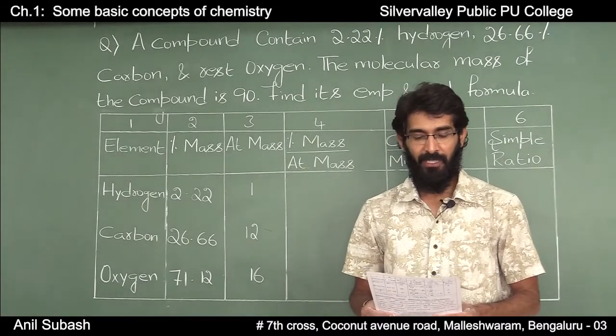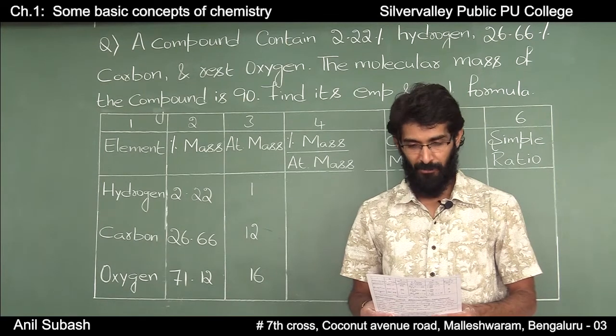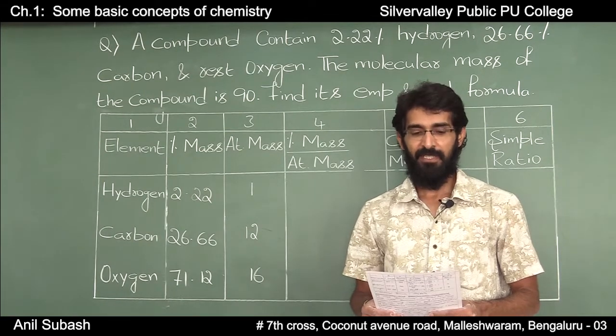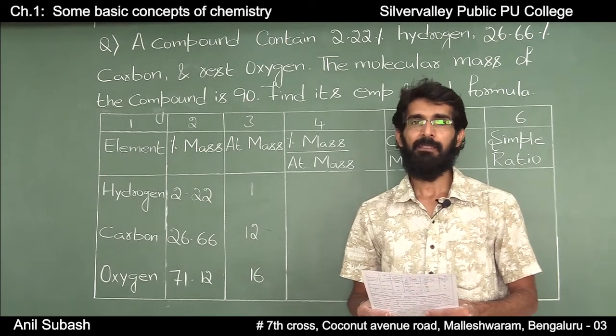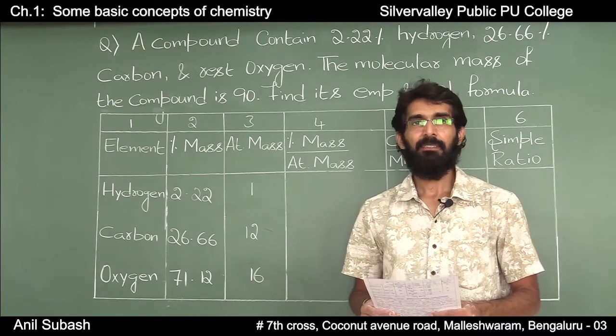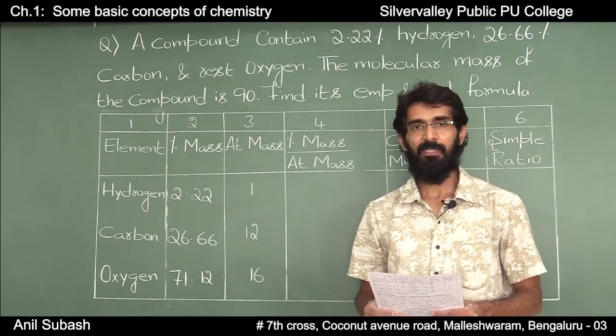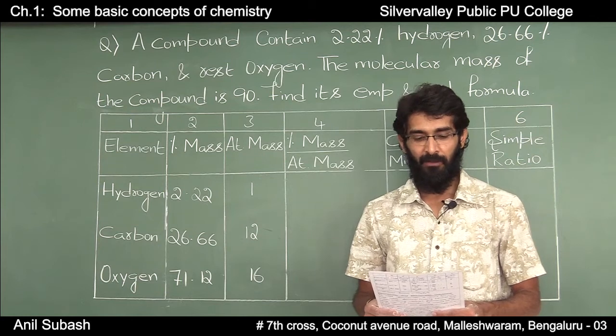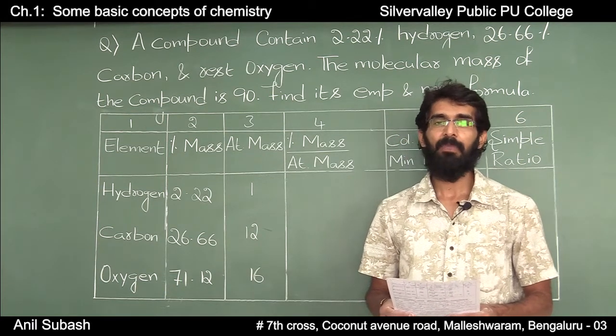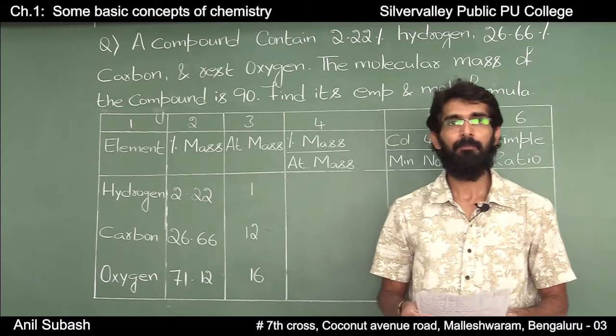A compound contains 2.22% hydrogen, 26.66% carbon, and rest oxygen. The molecular mass of the compound is 19. Find out its empirical formula and molecular formula.